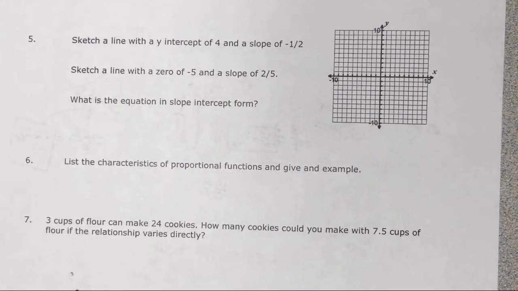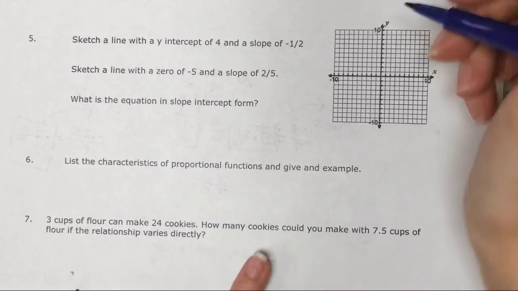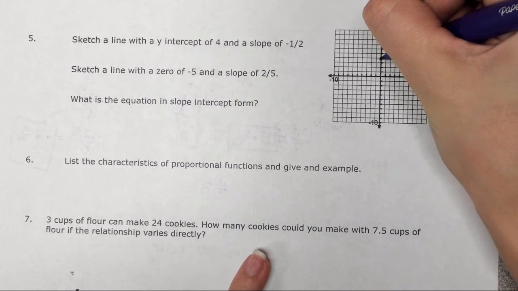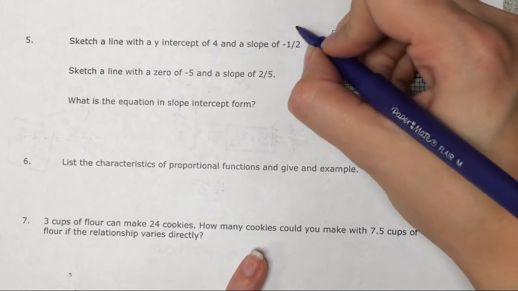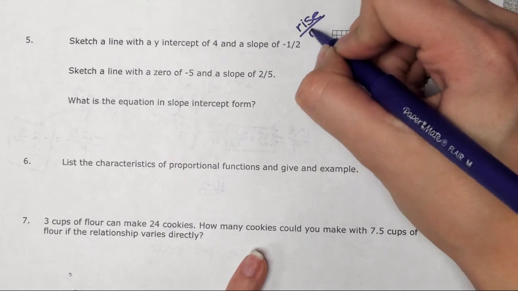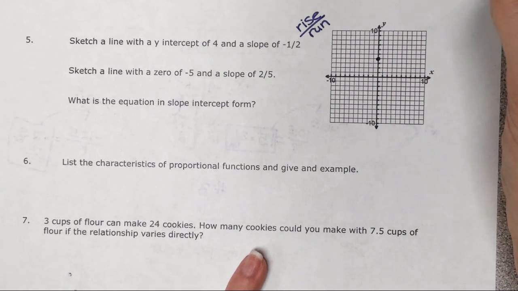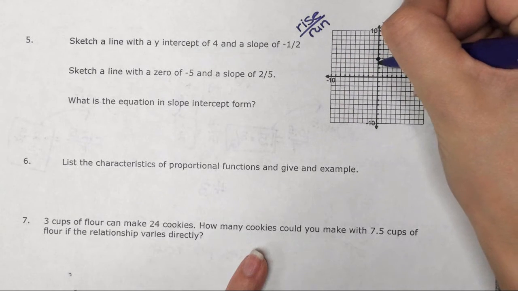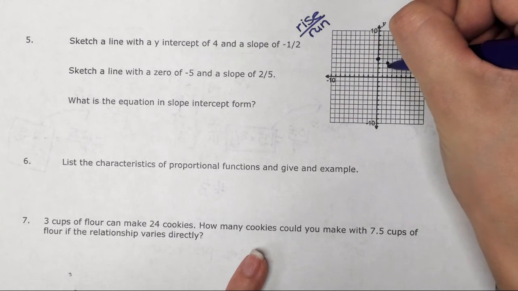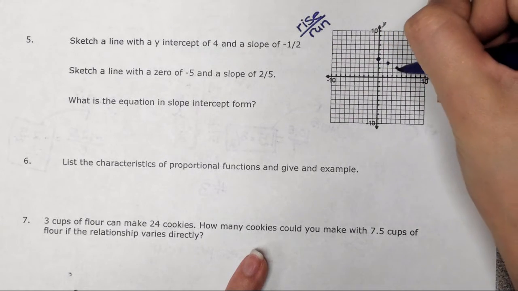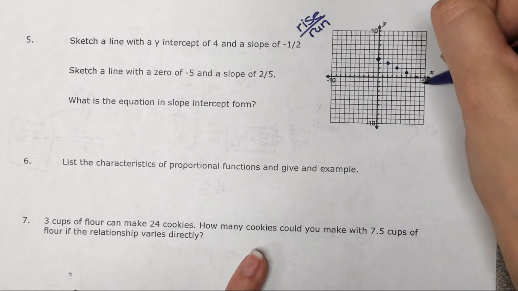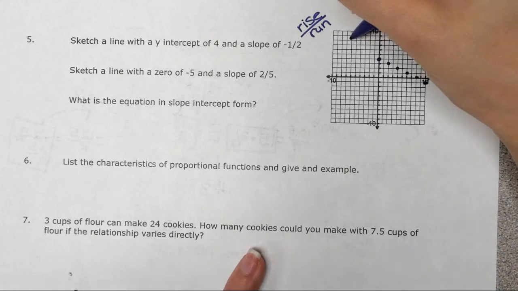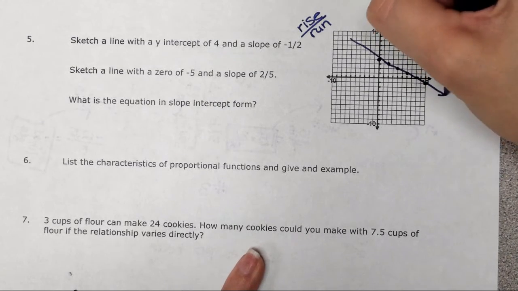Moving on to the back, sketch a line with a y-intercept of 4. So my y-intercept is 4, 1, 2, 3, 4, and it has a slope of -1/2. That's your rise over your run. To rise -1, I'm going to go down 1 over 2, down 1 over 2. And that's your first line.